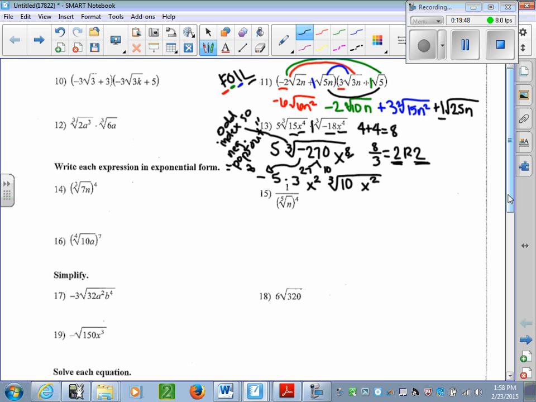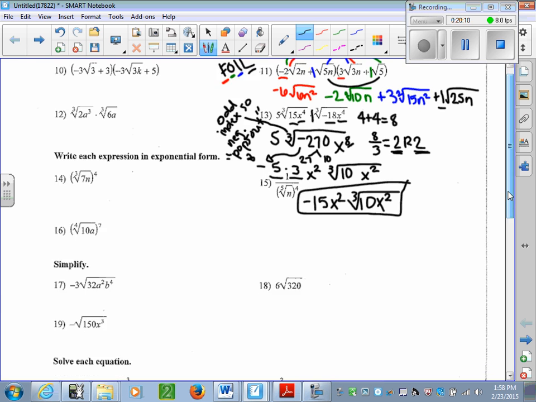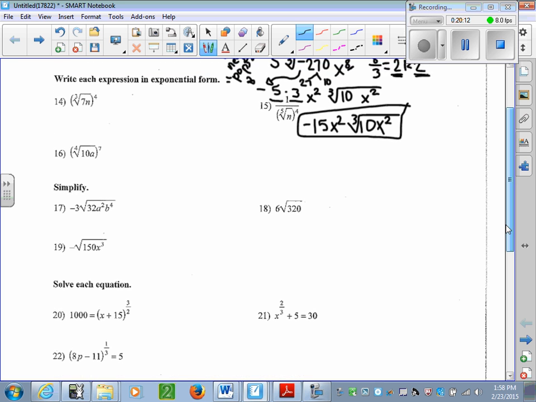All right, so let's just clean this up. I have negative 5 times negative 5 times 3, which gives me a negative 15 x squared outside, and cube root of 10x squared under the radical. Okay, and that's my answer. Okay, so that should get you through that section. All right, let's see. I'm going to skip around a little bit, try and keep this under 25 minutes.